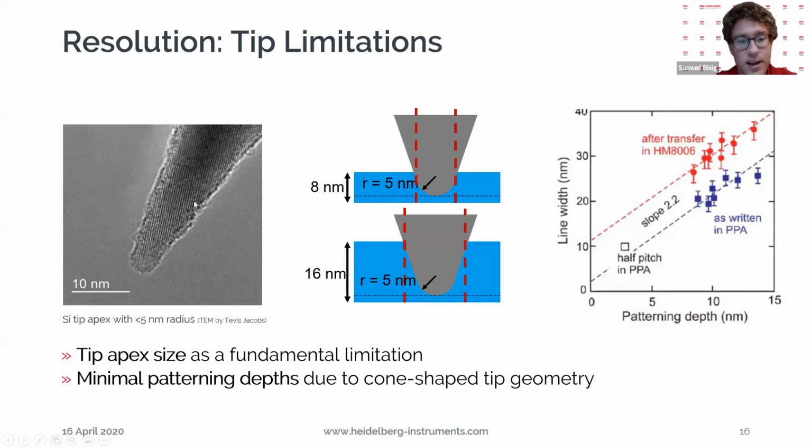You can see here in this TEM image our tips. And what you don't want is that you pattern too deep into the resist. Because of the cone shape, the deeper you pattern, the more line width you will create. That's also what you can see in this sketch. So if we pattern deeper, we will also increase our line width, and that's limiting our resolution. So the result is that we would like to indent only very shallow into the pattern. I will come back to this later in the talk.